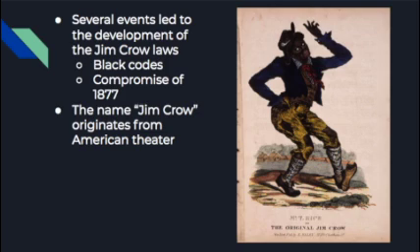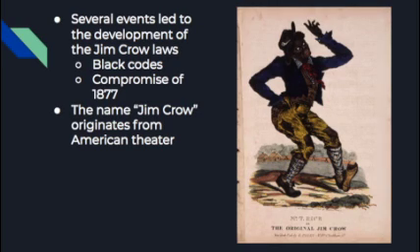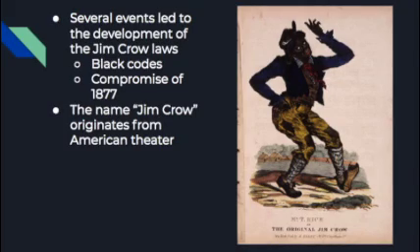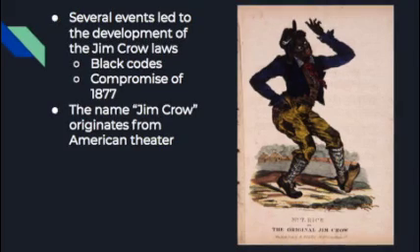The Jim Crow laws were not the first laws set against the African Americans. Black codes were created prior to Jim Crow laws. These codes were designed to limit African Americans' freedoms by denying their right to vote, testify against whites, serve on juries or state militias, etc.